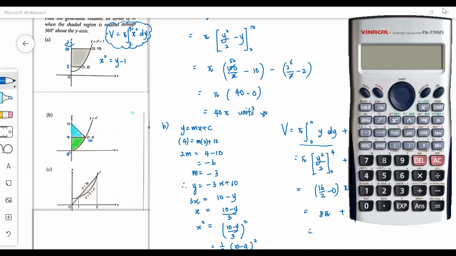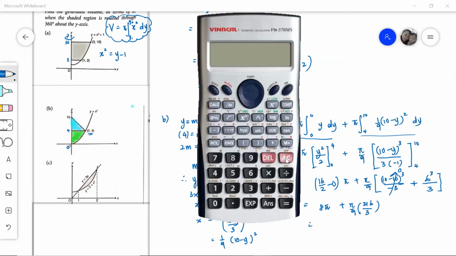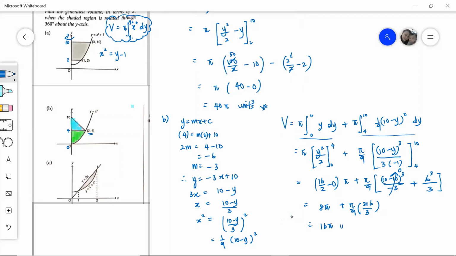So let's use the calculator. All right, so we have 8 pi, so 8 plus 216 over 9 and a 3 is 27. Okay, so the answer is 16. So 16 pi, 16 pi units cubed. Okay, that's it for the answer for B.